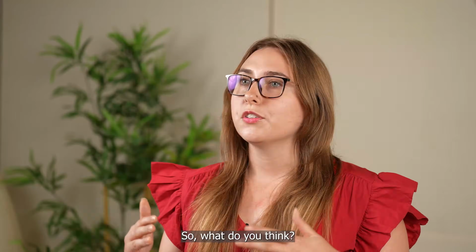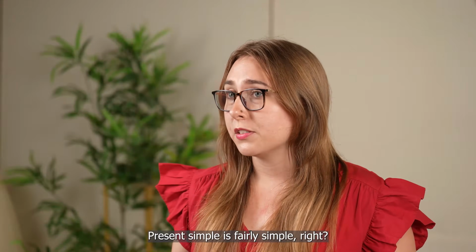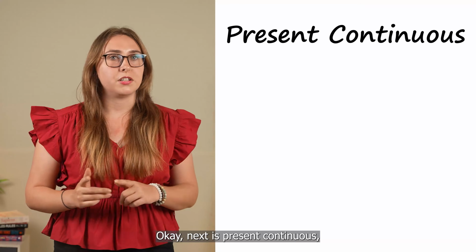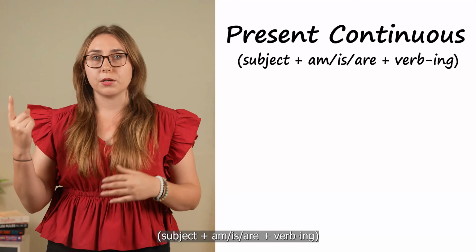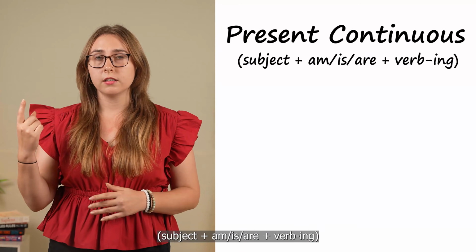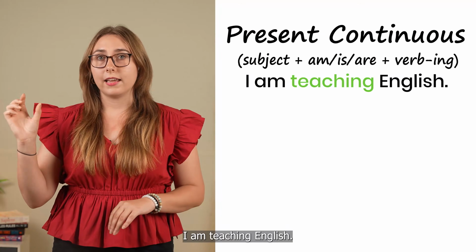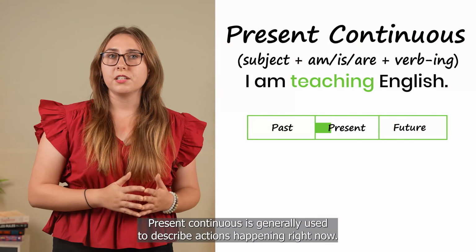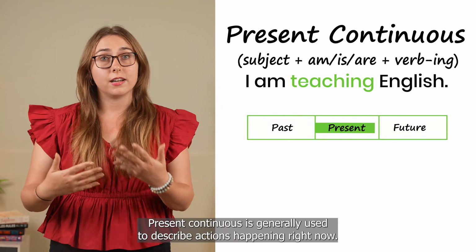Fixed arrangement. So what do you think? Present simple is fairly simple, right? Okay. Next is present continuous. It's formed by combining subject plus am, is, are plus verb-ing. I am teaching English. Present continuous is generally used to describe actions happening right now.